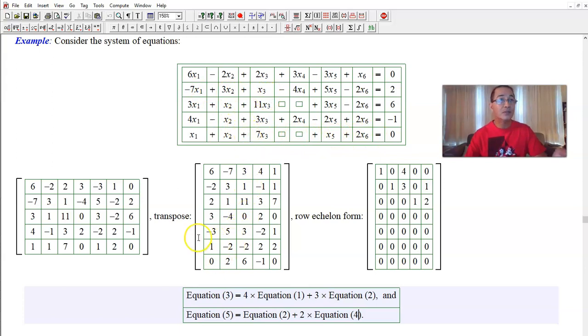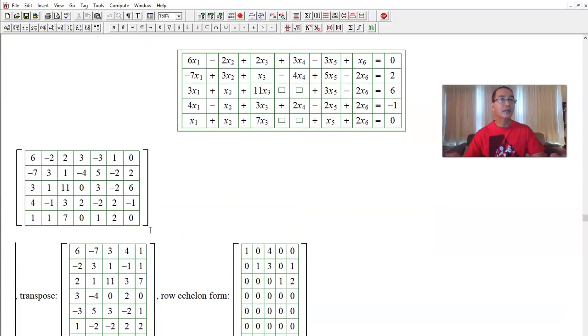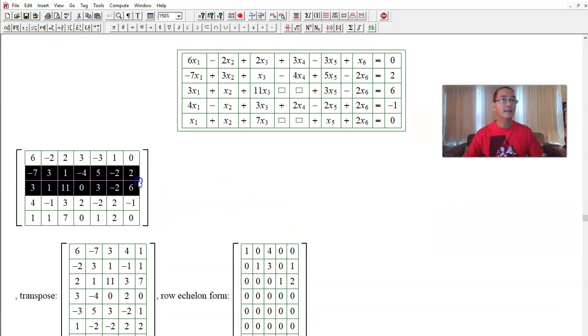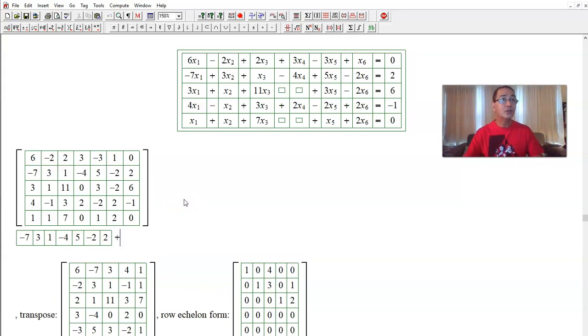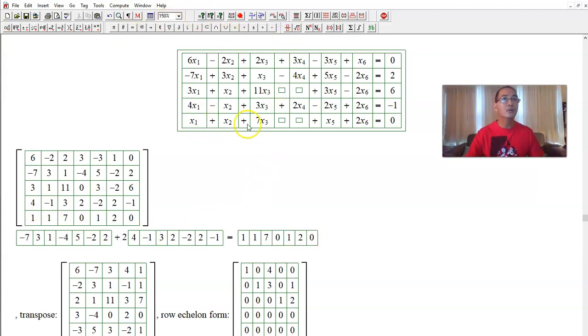Now, of course, if you still don't believe me, I don't blame you. We can do it with our augmented matrix here. Let's take the second row, and then we will add twice the fourth row. And what do we get? We get 1, 1, 7, blank, that's a 0, 1, 2, 0. Just as I said it would be.